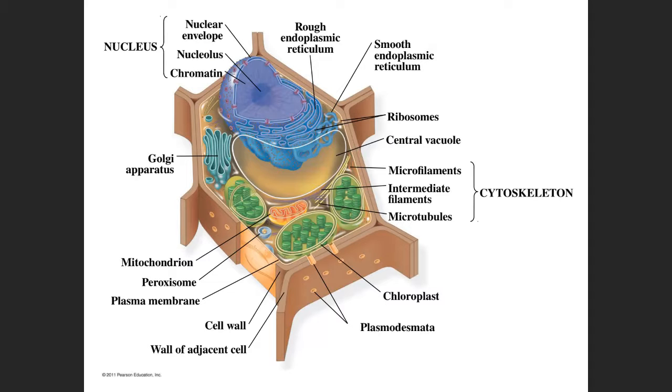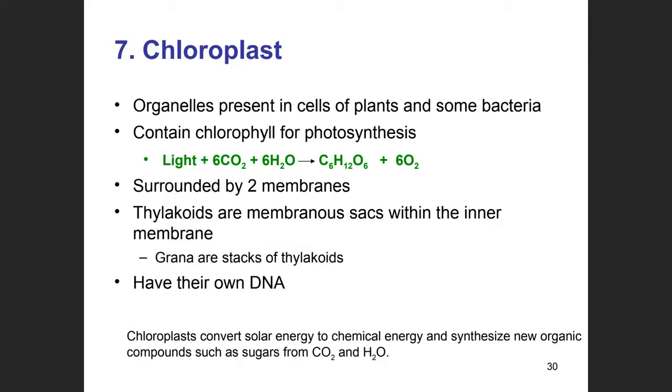Chloroplast is the site for photosynthesis. It's an important organelle because plants are the producers of the planet. They are the ones that will capture the sunlight, right? And transform it and produce organic molecules, an organic fuel. They are the producers. Without the plants, we cannot survive.